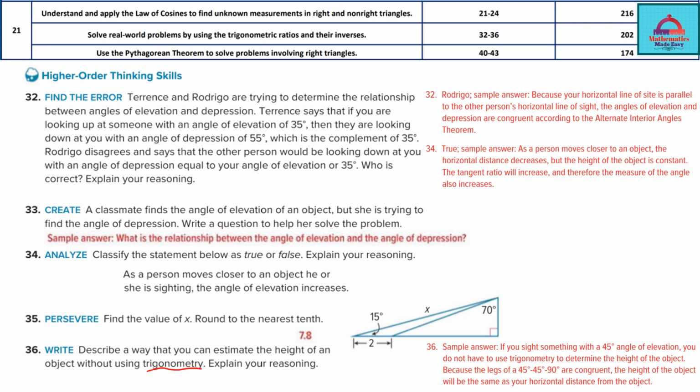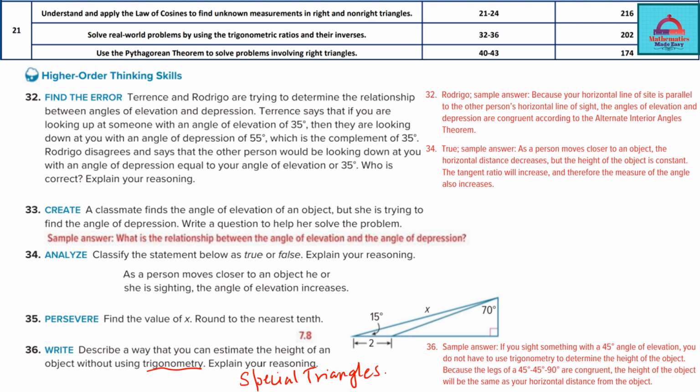And for question 36, describe a way that you can estimate the height of an object without using trigonometry. So if you cannot use trigonometry, definitely you will use special triangles. So I hope you have watched my previous videos where we have talked about the two types of special triangles, that is 45 45 90 and 30 60 90. So you can use the knowledge and the formula of special triangles for solving your question if you cannot use trigonometry. So I've provided the sample answer here.